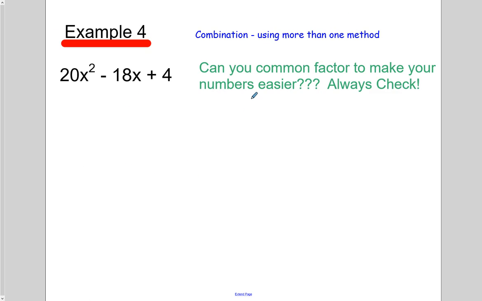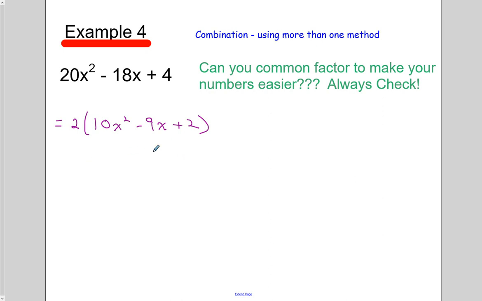Now we might have to do some kind of combination. We should always look for a situation where we need to common factor something out first, right? So this one I notice I can common factor something out first. Now are all of these divisible by, say, 4, the smallest number in there? No, 18 is not divisible by 4, but they are all divisible by 2. So let's pull a 2 out of there. That's going to leave us with 10x squared minus 9x plus 2.